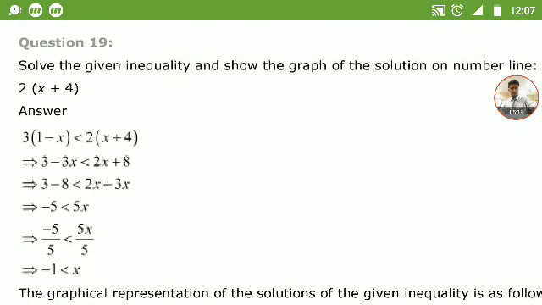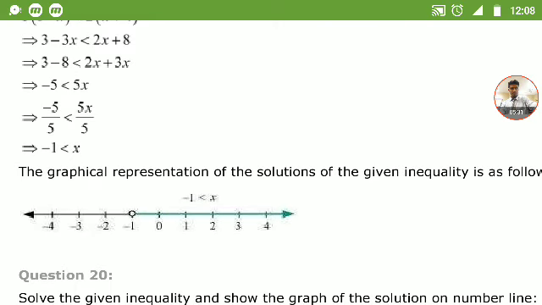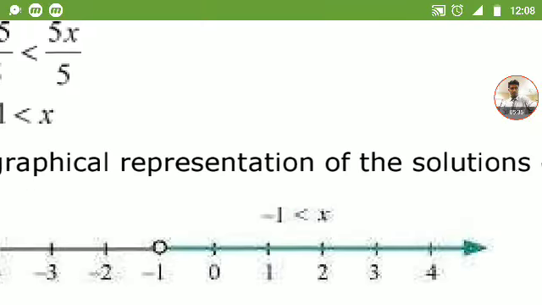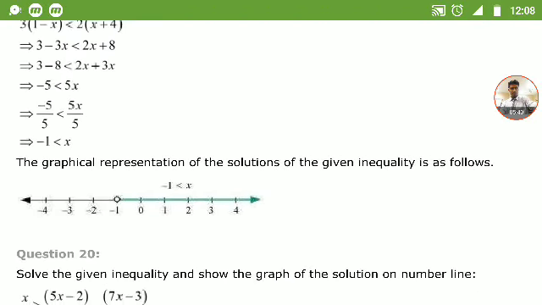Now question number 19. Same thing, you solve it and you get 1 is less than x, which means x is greater than minus 1. So minus 1 to infinity, where minus 1 will not be included, that is why a hollow circle is out here. That was it for today's video.